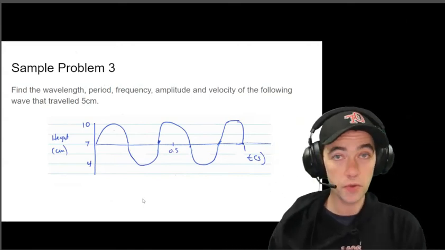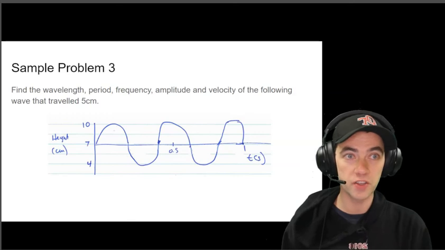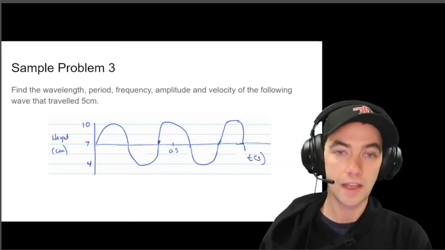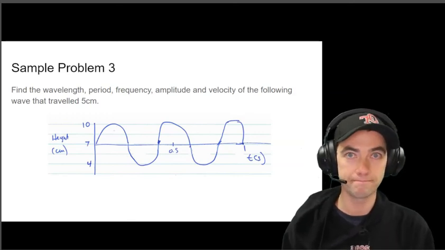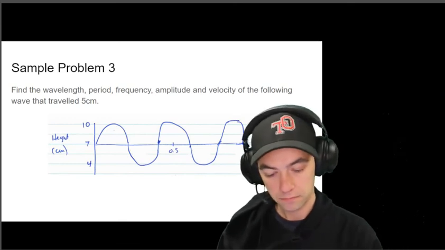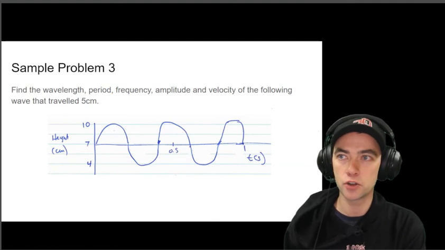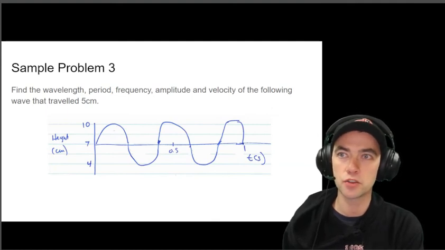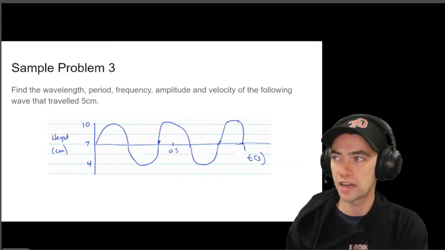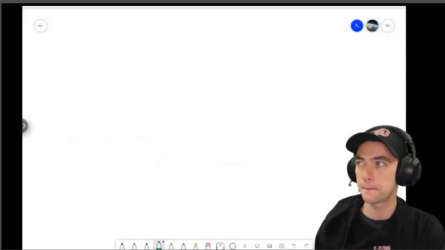Now that you've seen me go through one example, try this one out, and when you're ready, unpause the video and we'll go through it. So let's take a look at this. If we look at our entire drawing here, we can see that we have 2.5 waves over 1 meter. So now let's go ahead and go through the calculations there.